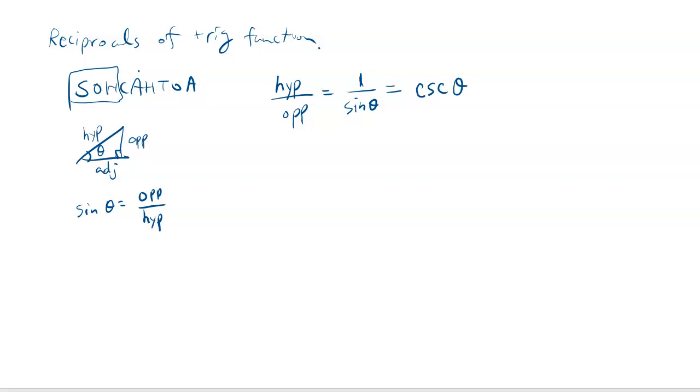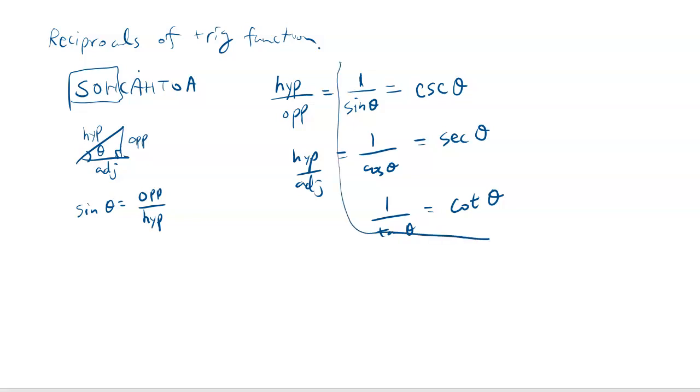And you have similar functions for other ones. So 1 over cosine, which would be, since cosine is adjacent over hypotenuse, hypotenuse over adjacent. And 1 over cosine is called the secant function. And then finally 1 over tangent is called the cotangent function. And as a quick mention, these are very simple ones. You just have to remember this.